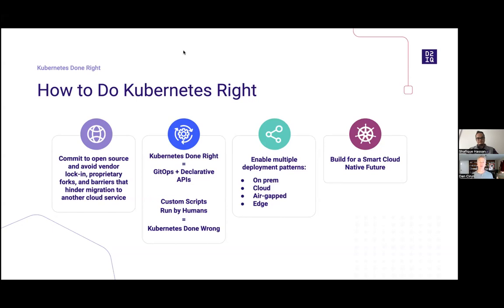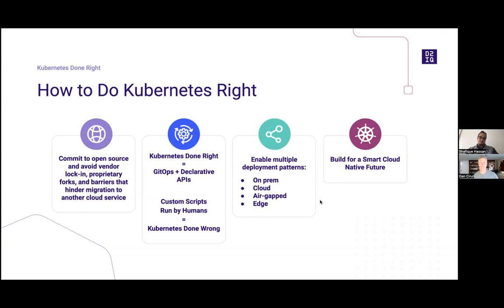If you have a reason to run air-gapped clusters, whether on-prem or in the cloud or in a moving vehicle, for example, make sure that you're choosing a solution that's going to work in those different deployment patterns. Yeah, exactly. Work your way backwards from what your business needs, right? Do not make decisions that are not going to serve your organization's purpose, right?